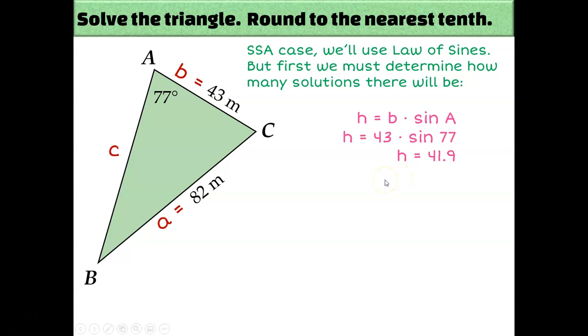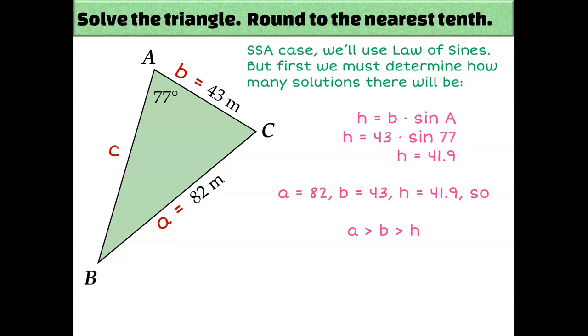What we need to do now is compare the lengths of a, b, and h. a is 82, b is 43, and h is 41.9. So now we need to put them in order from biggest to smallest. And they actually already are. a, b, and h are already in order from biggest to smallest, so I can write that a is greater than b is greater than h. So we're going to use that chart to figure out what exactly that means.